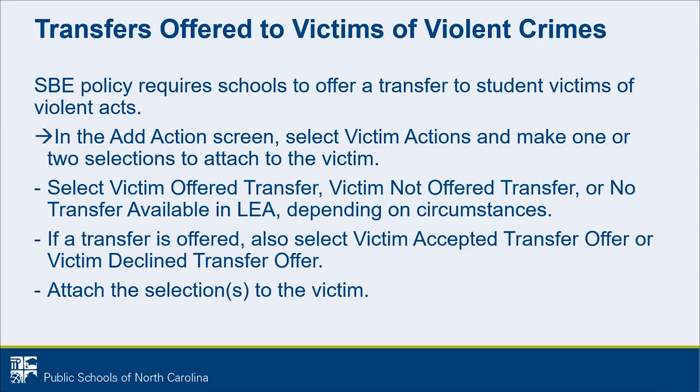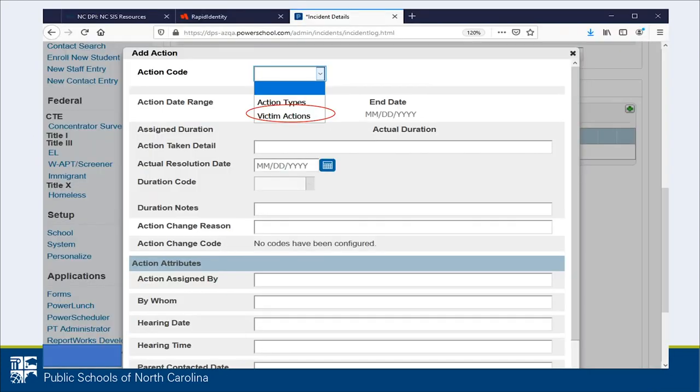And if a transfer is offered, you're also going to select that the victim either accepted or declined the transfer offer. And then, as we did with the behaviors and actions to the offenders, we're going to actually attach those to the victim. Okay. So in this example, I've already added the victim in the incident builder. Now I want to enter if the transfer was offered and if they accepted or declined the offer.